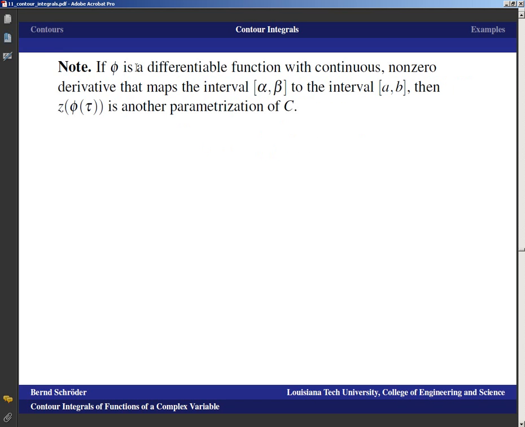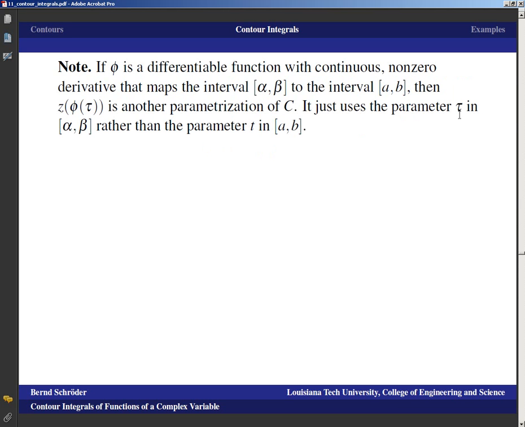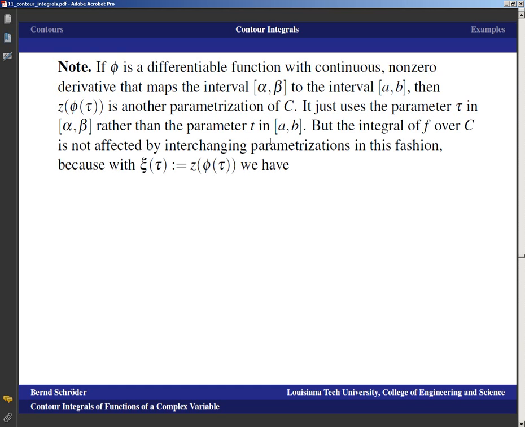Now note that if phi is differentiable with continuous non-zero derivative and maps the interval alpha beta to the interval a b, then z of phi of tau is another parameterization of the same curve C. It just uses the parameter tau in the interval alpha beta rather than the parameter t in the interval a b. But the integral of f over C is not affected by interchanging the parameterizations in this fashion.